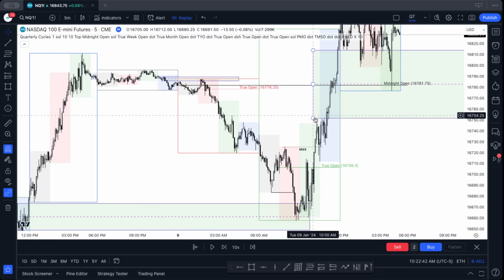So this was the price action for January 9th, and you could have made a lot of money during it.